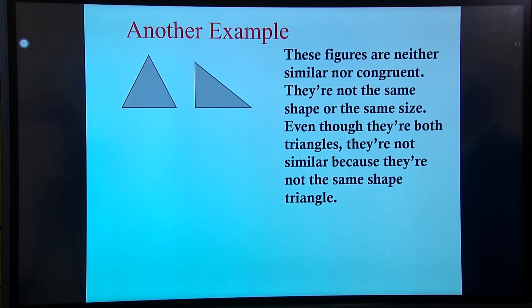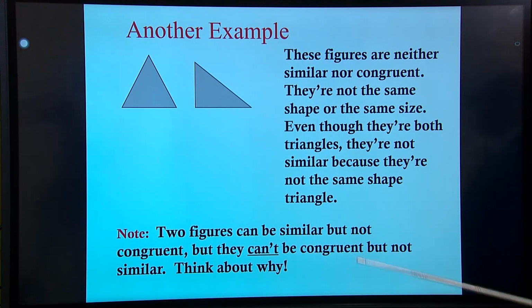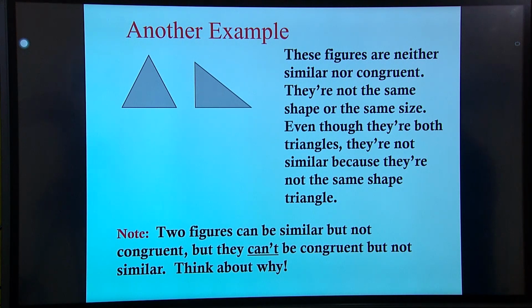Different size, so they're not similar and not congruent. Okay? They are both triangles. Fair enough. So two figures can be similar but not congruent. All right? Let's use the words specifically. If they are similar, they have the same shape. If they have the same size as well, then they can be congruent.